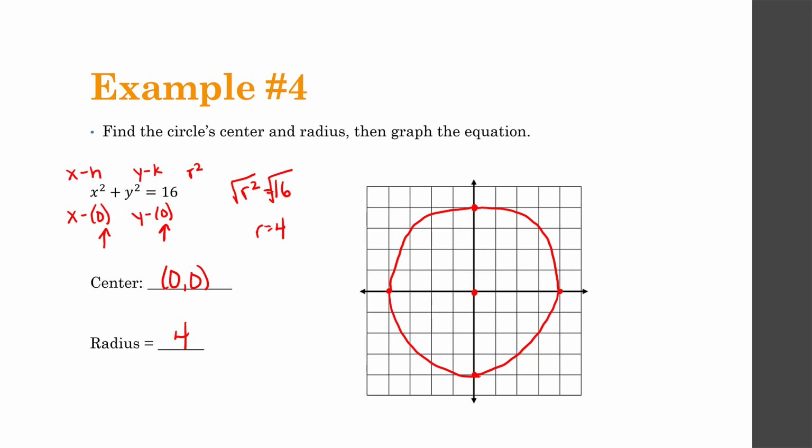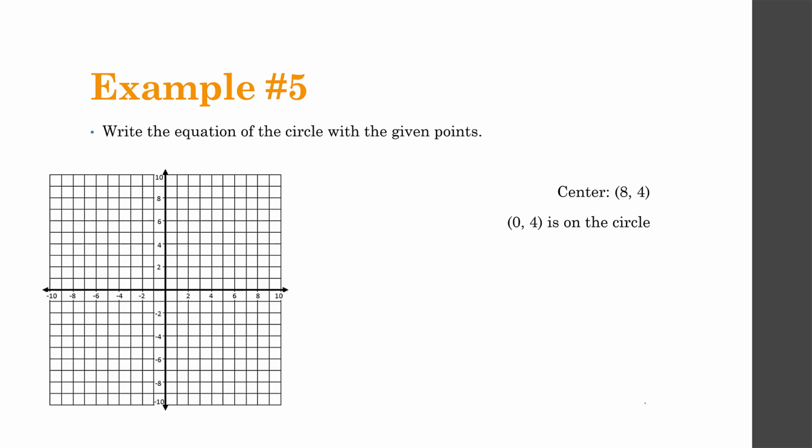There's our circle. So that's the basic type of problems. Here's an equation, find the information and put it on a graph. But what if our information isn't as friendly as that? For example, this. Here we're given the center (8, 4), and we're only given 1 point. It doesn't tell us the radius, it doesn't give us the equation.